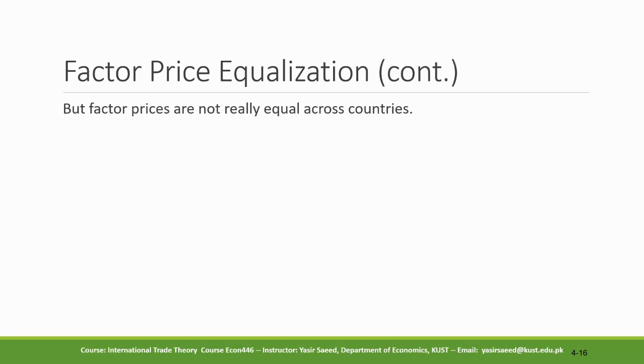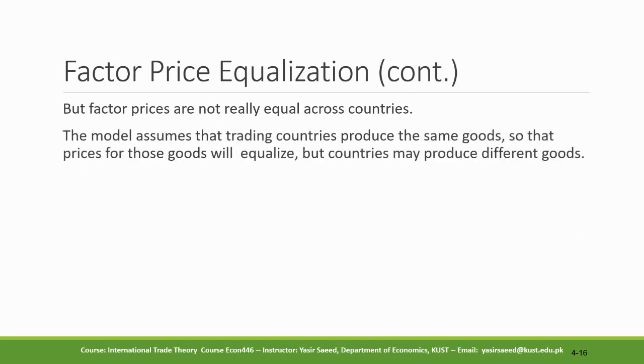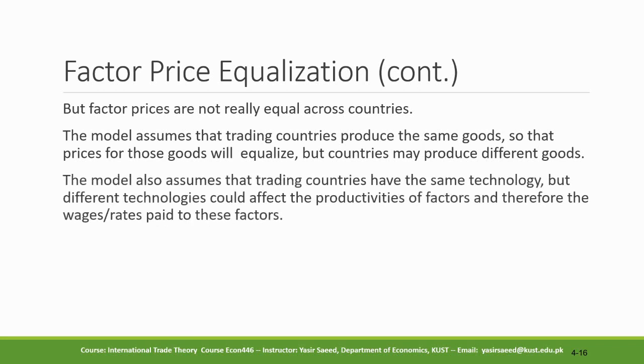But factor prices are not really equal across countries. Factor prices will vary because resources are not transferable. This is the first reason. And also the model assumes that trading countries produce the same goods, so the prices for those goods will equalize, but countries may produce different goods. Within the same country, the same quantity is not produced. The model also assumes that trading countries have the same technology, but different technologies could affect the productivity of factors, and therefore the wages and rates paid to these factors will also change.